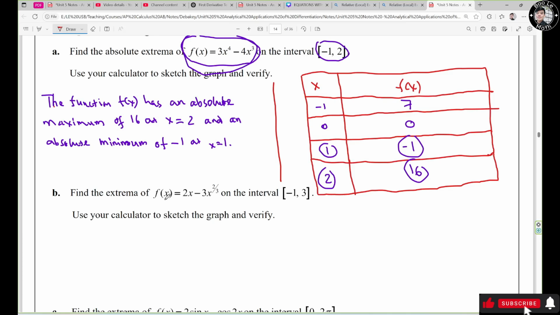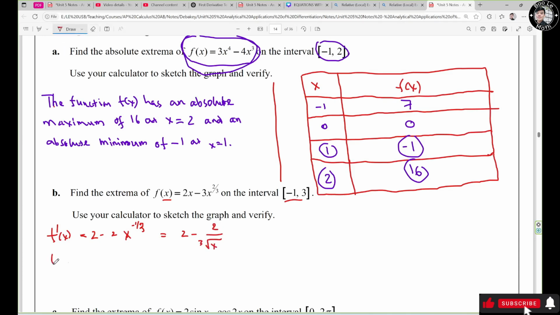Find the extrema of this function on the closed interval -1 and 3. Now you do exactly the same thing. You need to find f prime of x. It's going to be 2 minus 3 times 2/3, which is going to be 2, x to the power 2/3 minus 1, which is going to be -1/3. So this turns out to be 2 minus 2 over the cube root of x.